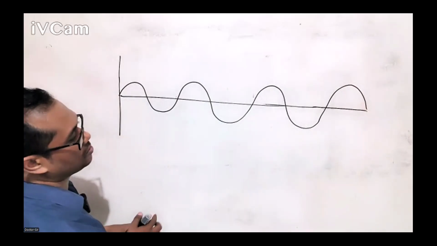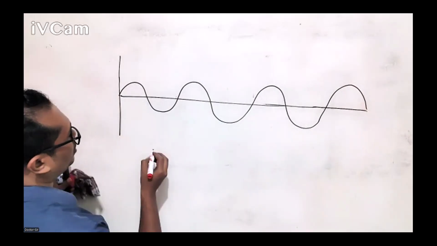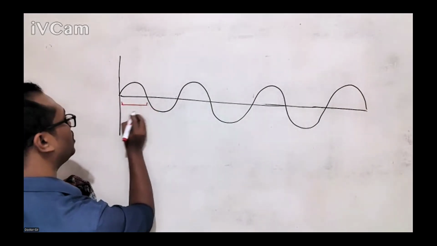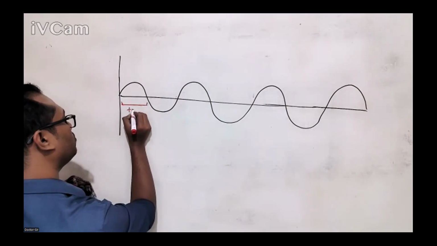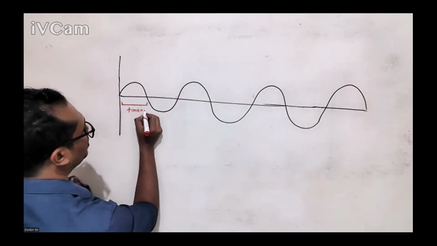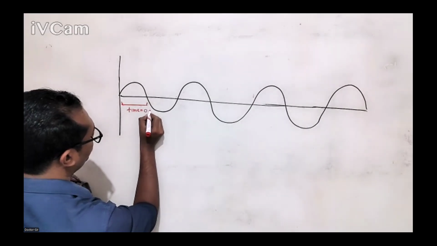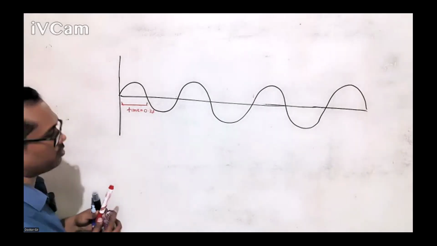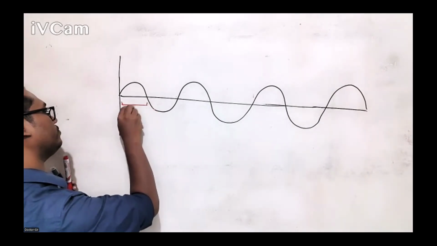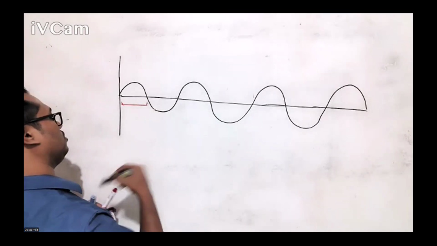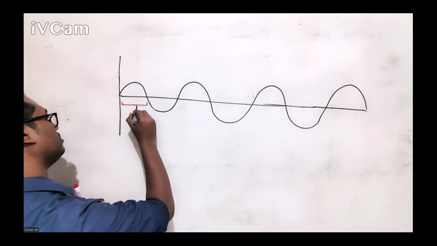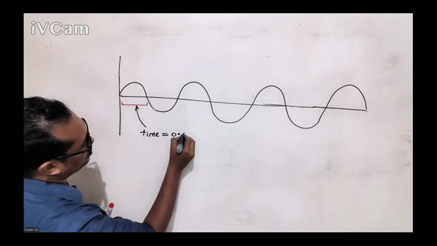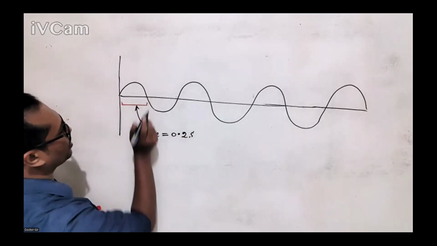Okay, so this is given here. Now I will give a time duration for this one. The time for one crest is 0.2 second. I will write in large letters so you can see. Time equals 0.2 second for this one crest.